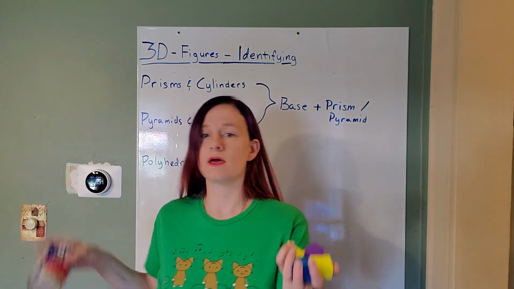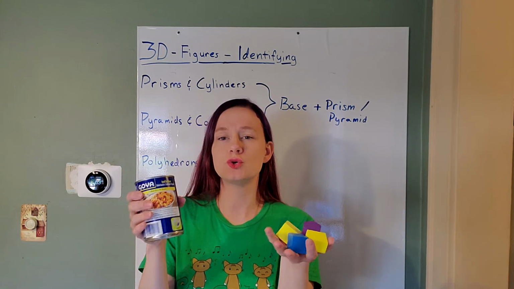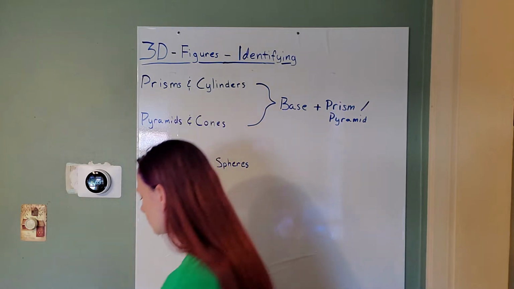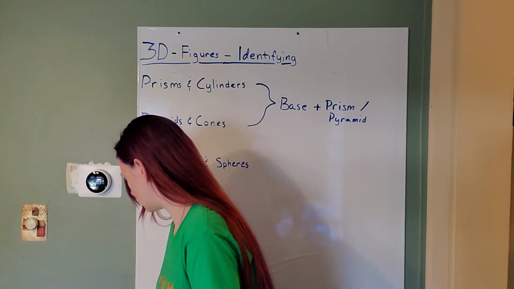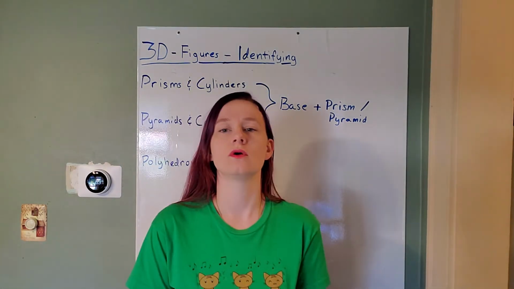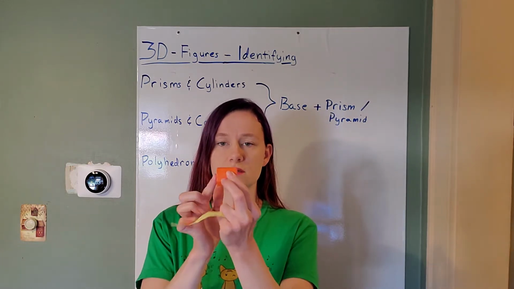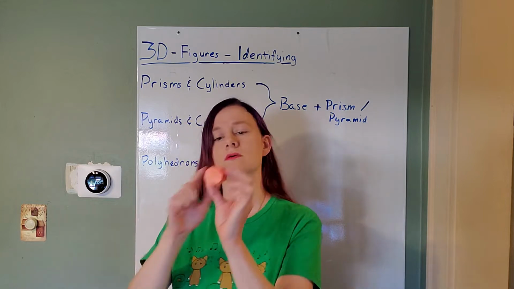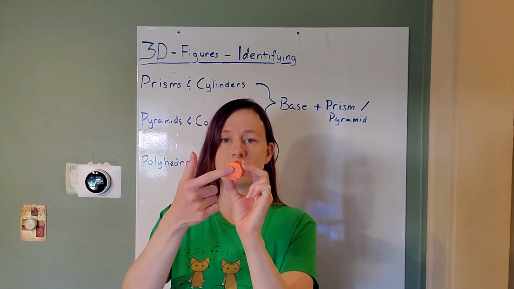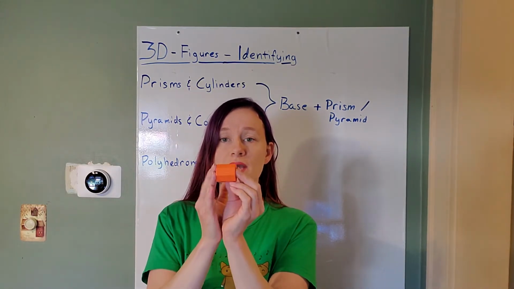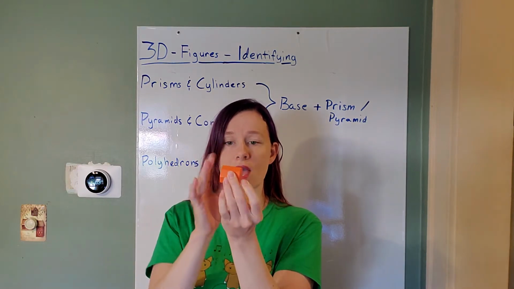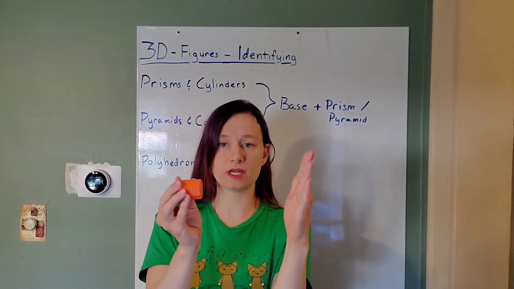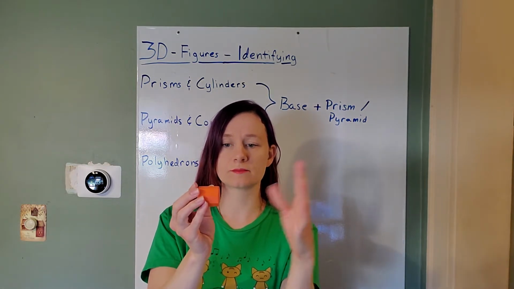Prisms and cylinders each have two congruent bases and then a wall that connects them. Those bases are the same shape. They're congruent and they're parallel to each other. They're lined up. And then with a regular prism, it's translated perpendicularly to the other base.